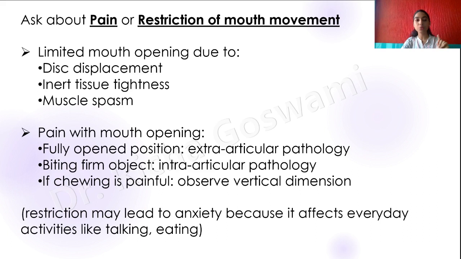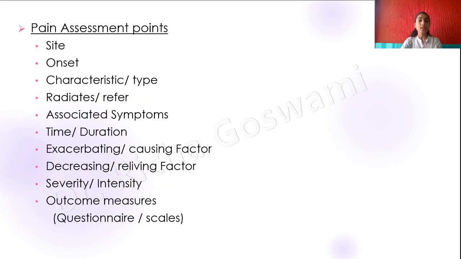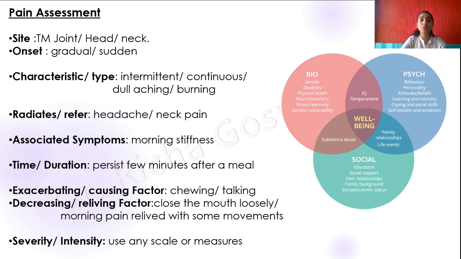So do not forget to take a psychological assessment in these patients. These are the pain assessment points. You can ask about the site, onset, characteristic or the type of the pain, whether it radiates or is referred, because most of the time TM joint pain is referred or radiates as a headache and neck pain. Ask about the associated symptoms.